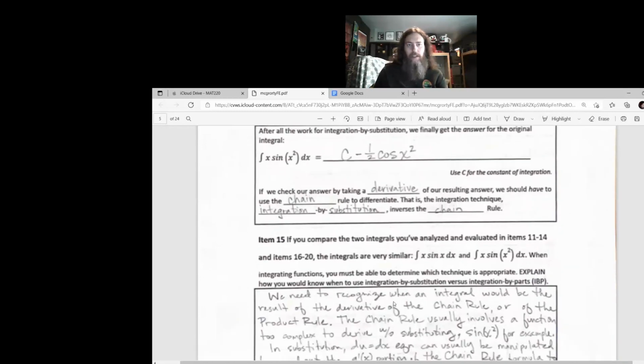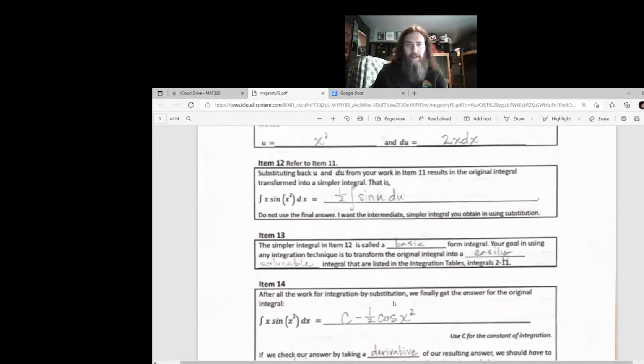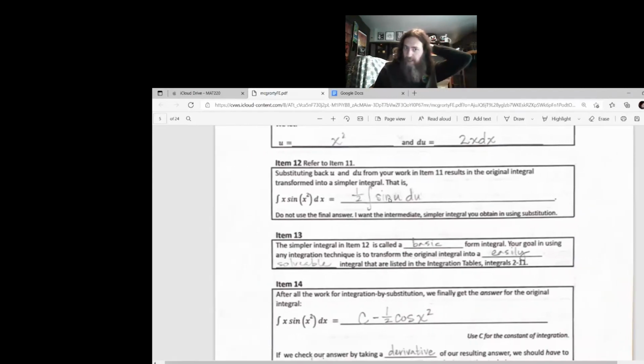If you want to know how I got to this ultimate answer, we're integrating this, so sine gives us a negative cosine, and then we apply the 1/2, so we'll have negative 1/2 cosine u plus c, our constant value. Then we back substitute the x squared, so we have negative 1/2 cosine x squared plus c. Then I just rewrote it because I don't like to write the negatives out front, as c minus 1/2 cosine x squared.